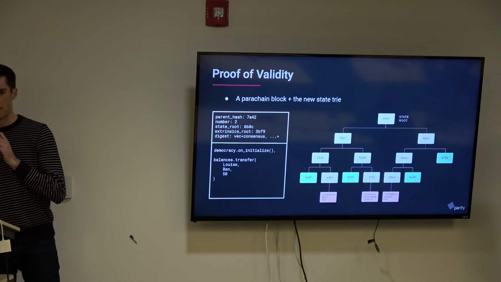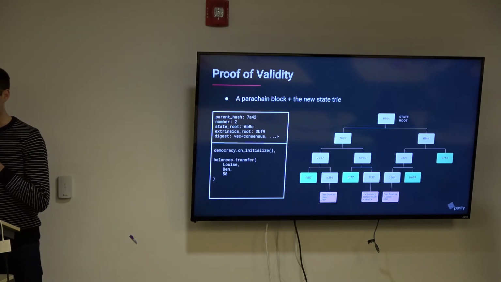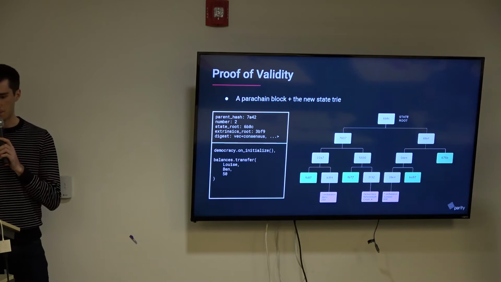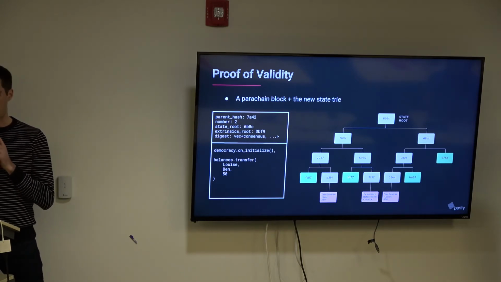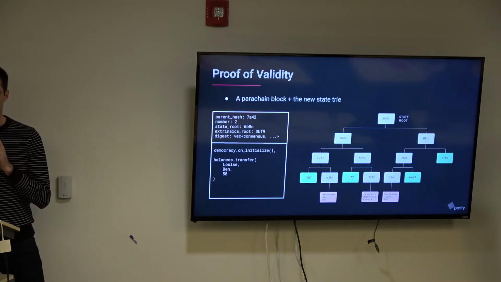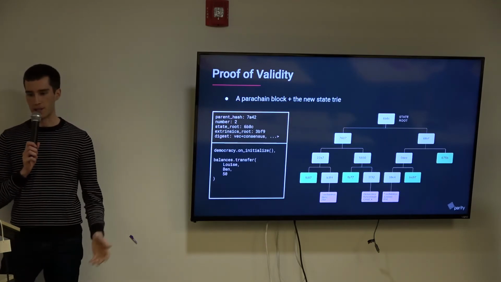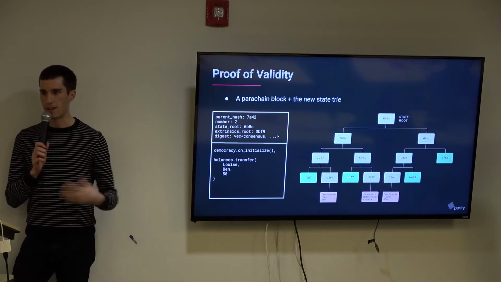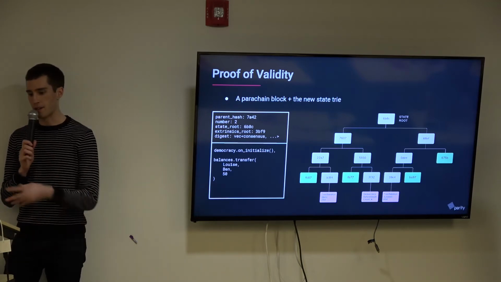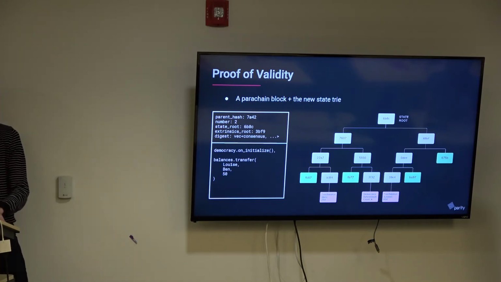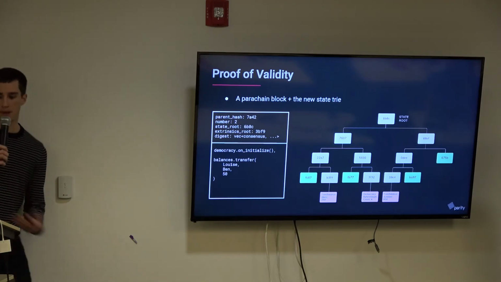Obviously the actual state tree is much bigger, there's more than 8 things in there, but you get the idea. So there's a proof of validity. Every parachain is going to make one of these and submit it to the validators. And so you have like 10 validators on each parachain, and they're going to gossip this amongst themselves, pass this thing around, and validate it. And once more than half of them agree that this is okay, it's going to move on to the next step.